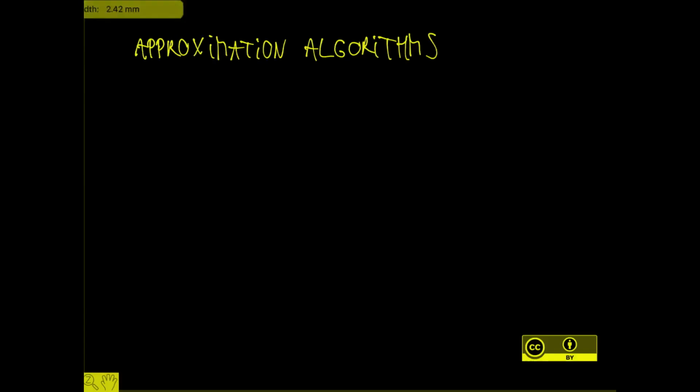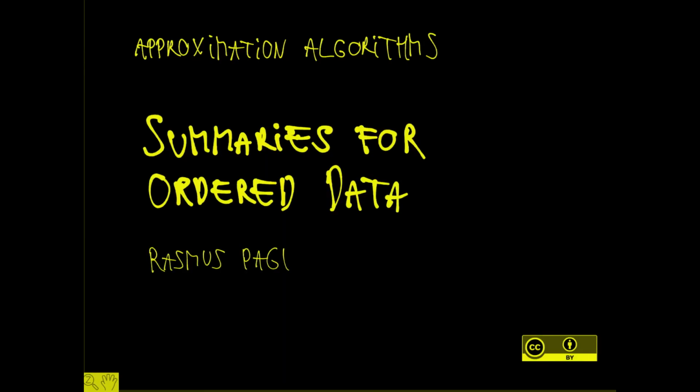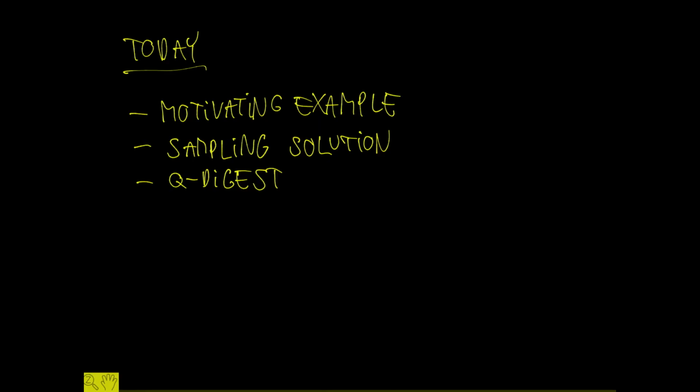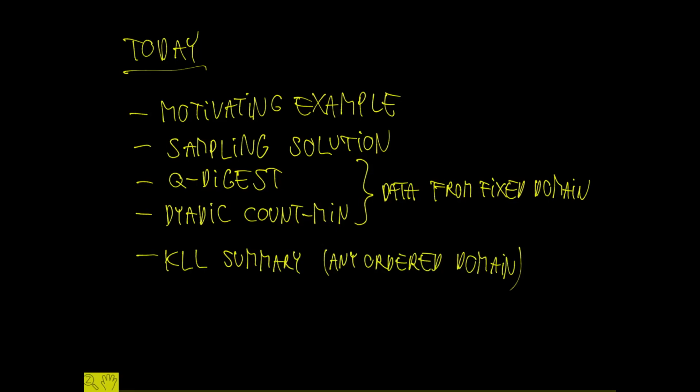Welcome to Approximation Algorithms and the lecture on summaries for ordered datasets. My name is Rasmus Pagh. We'll start by looking at a motivating example and then look at several solutions to summarizing ordered data. QDigest and dynamic count min are both for the case where data is from a fixed domain, whereas the KLL summary works for any ordered domain.